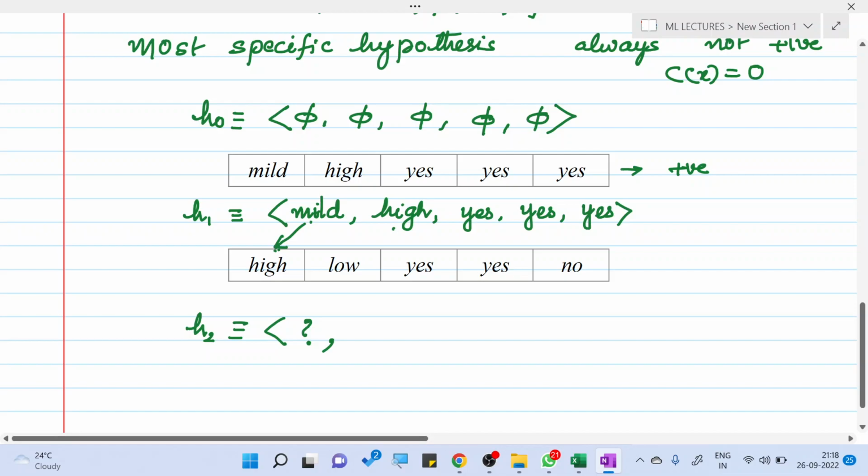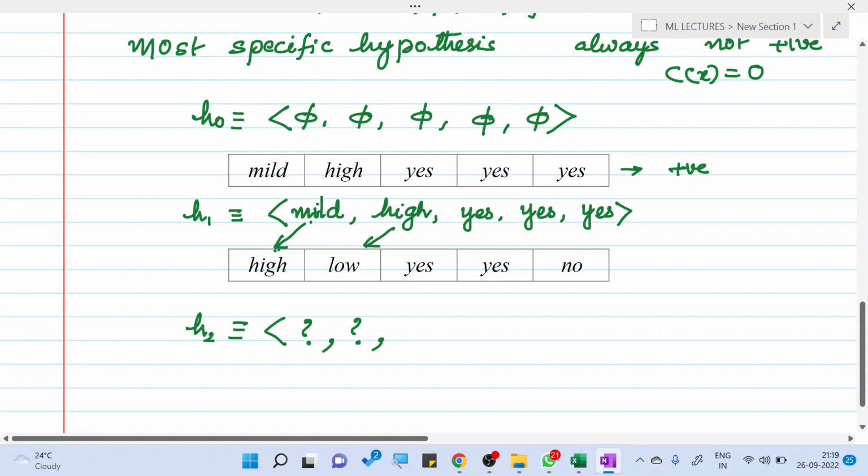Now, coming to the temperature. My previous hypothesis says if the temperature is high, the person is positive. But my training example, the second data, says even if the fever is low, it may result in COVID positive. So, to accommodate both the values, because both are right and valid, I will insert a question mark.